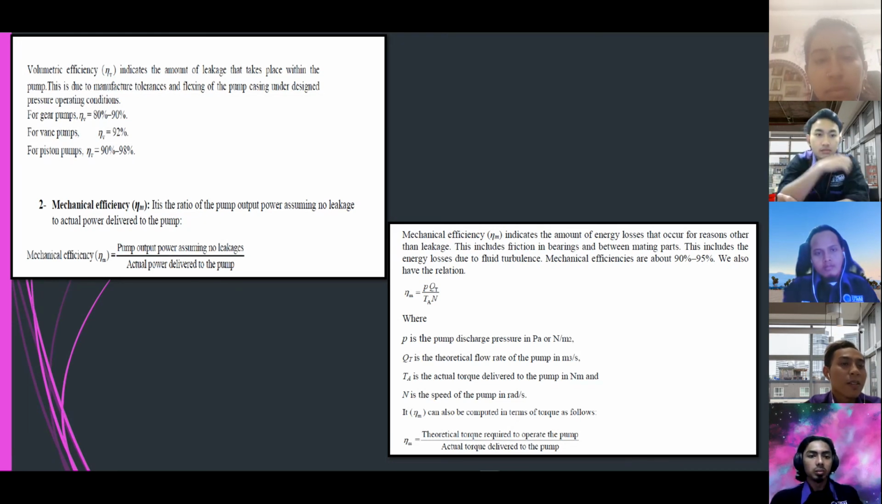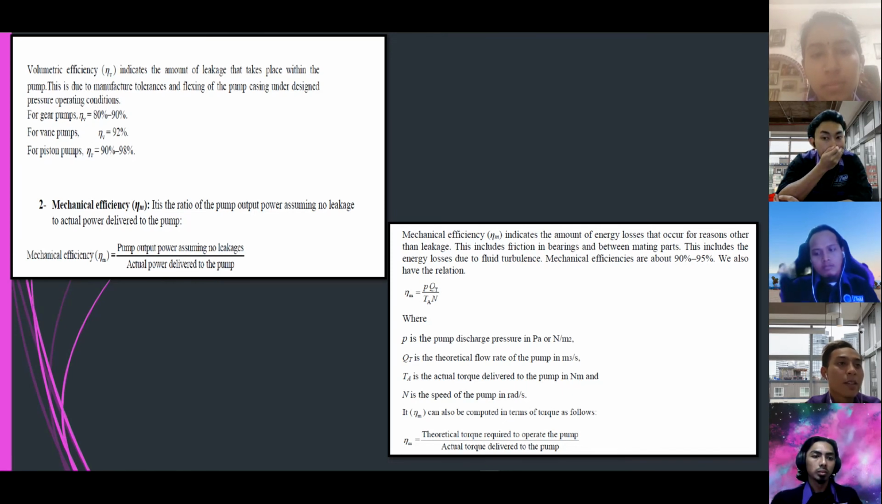Volumetric efficiency indicates the amount of leakage that takes place within the pump. This is due to the manufacturing tolerance and flexing of the pump casing under design pressure operating conditions. The gear pump efficiency is between 80% to 90%. For vane pumps, equal to 92%, and for the piston pumps, it is 90% to 98%.